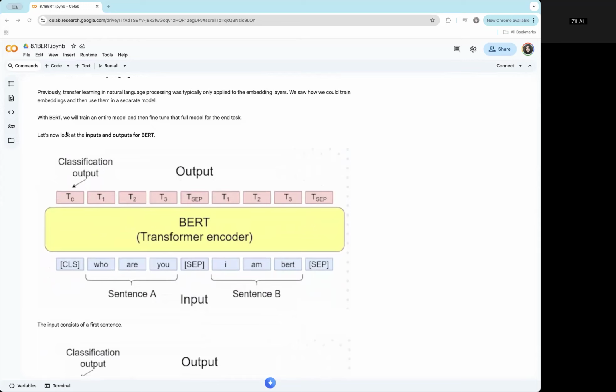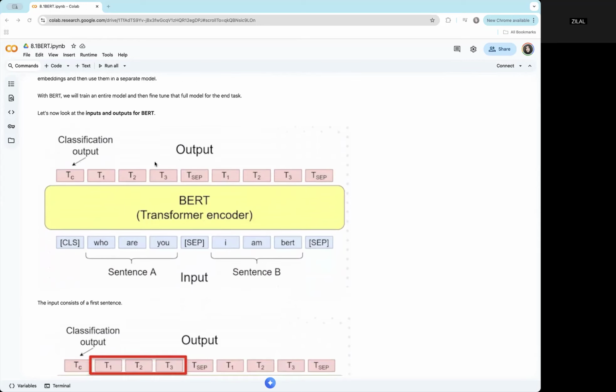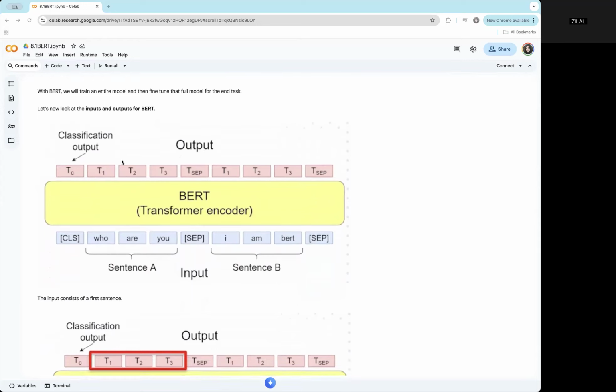Previously, transfer learning in natural language processing was typically only applied to the embedding layers. We saw how we could train embeddings and then use them in a separate model. With BERT, we will train an entire model and then fine-tune the full model for the end task.